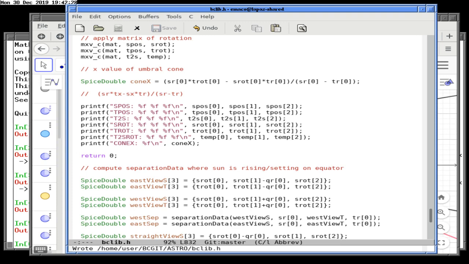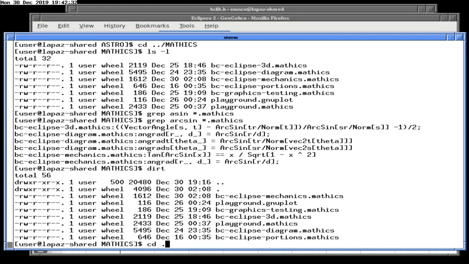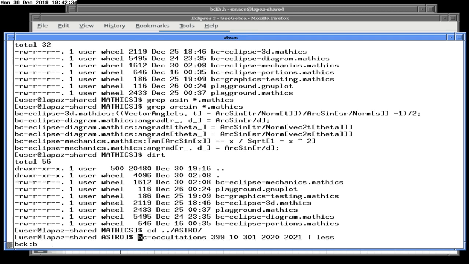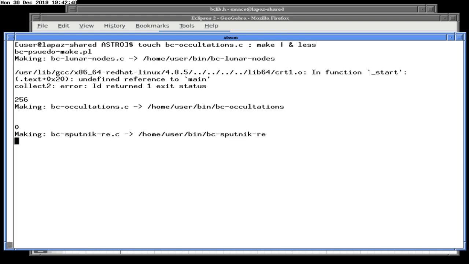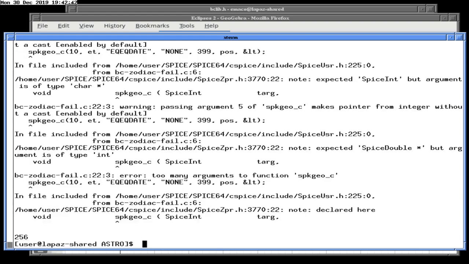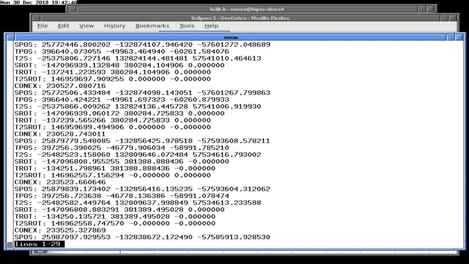All right. So now let's make sure everything's still working, and it was earlier today, but that doesn't mean it will now. We always touch BC occultations because we need to touch some C file to make it run again. Okay, got a zero out of that. Very nice. Now let's run it with some values. Okay, cone X 230 zero.